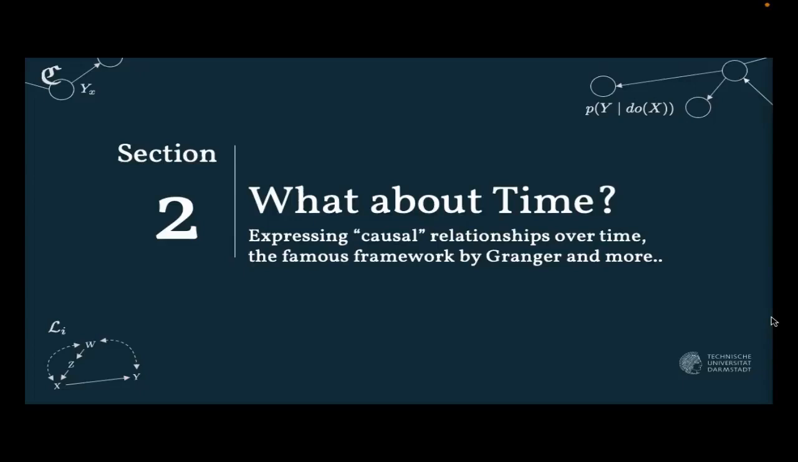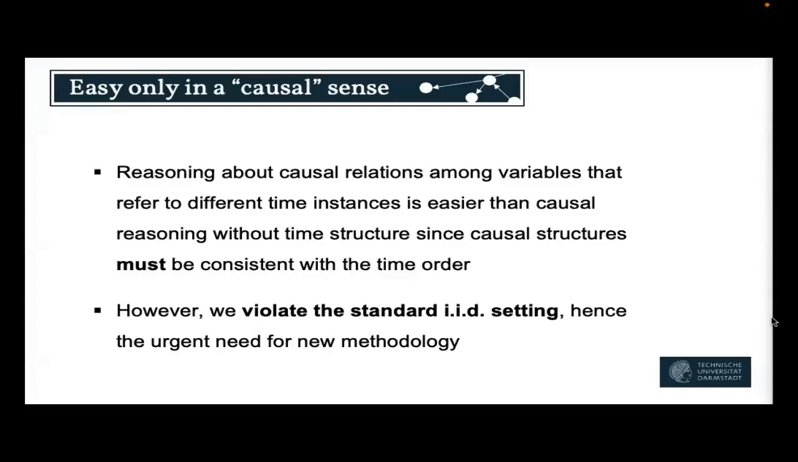As you see, I put causal also in quotations because the famous framework by Granger, who actually also won the Nobel Prize in economics back then for his work, is not causal in the sense that we would talk about it, right? At least we cannot justify it, yeah? But then again, it still has some value, and it's probably the most popular framework to this day for time series modeling in causal settings. So let's discuss this in more detail.